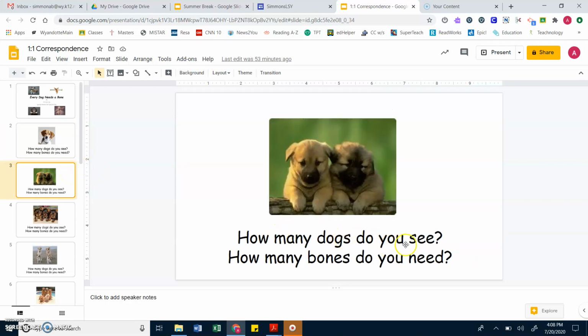How many dogs do you see? How many bones do you need? Let's count again. How many dogs are in this picture? One, two. So if there's two dogs, then we need one, two bones.